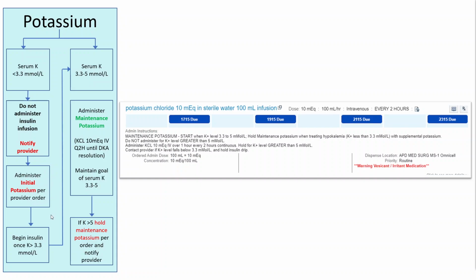And once the patient's potassium is greater than 3.3, we can begin the insulin and begin to administer the maintenance potassium, as shown here in this EDH screenshot. The maintenance potassium will run for the duration of the DKA protocol with one exception, which is if the patient's potassium becomes greater than 5, as seen right here, we are going to hold the maintenance potassium and notify the provider.